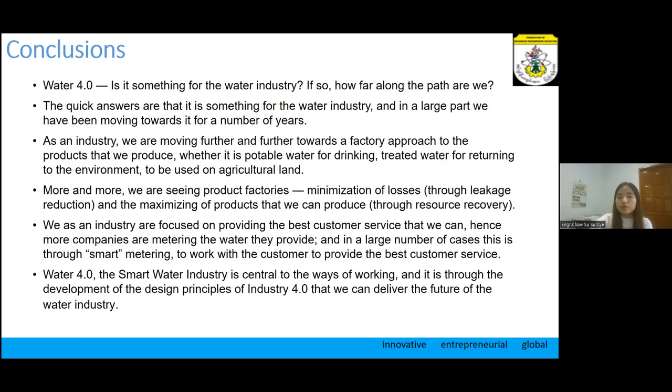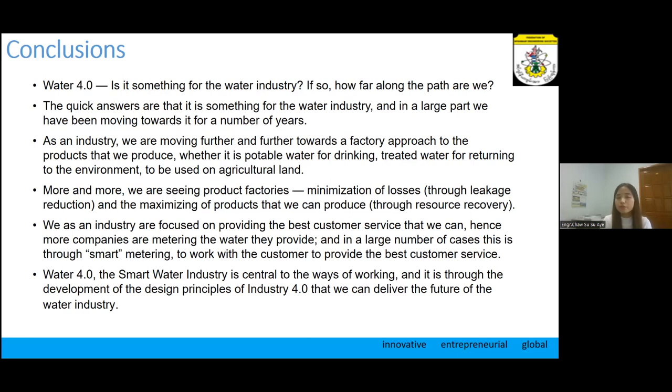As an industry, we are moving farther and farther toward a factory approach to the product that we produce, whether it is potable water for drinking, treated water for returning to the environment, or for use on agricultural land. More and more, we are seeing product factory minimization of losses through leakage reduction and maximizing of the product that we can produce through resource recovery.